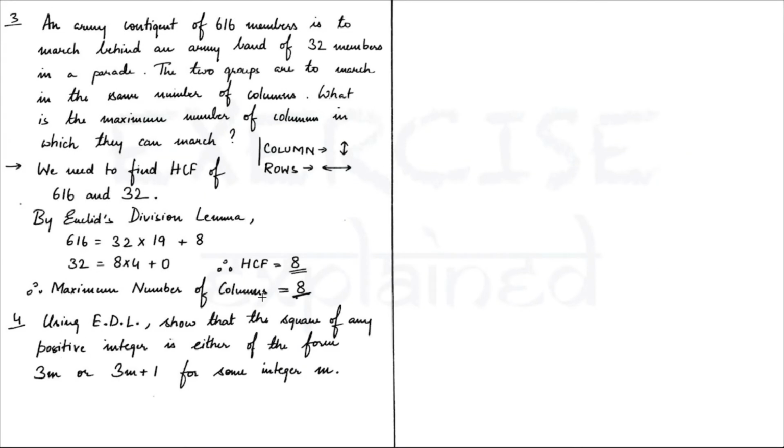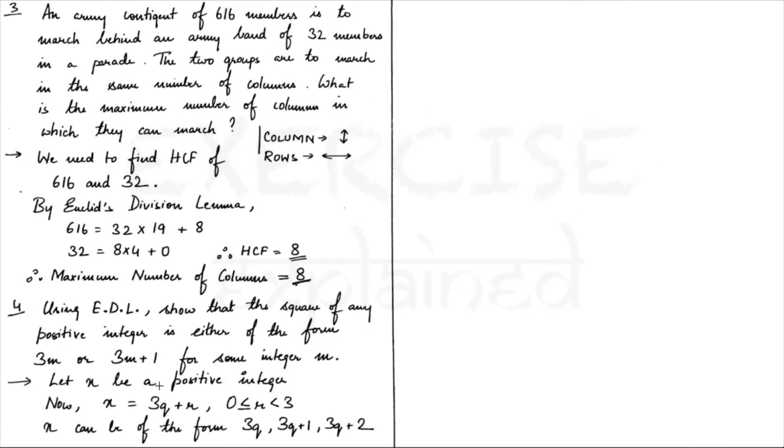Let's get into the next question, that is using EDL. Show that the square of any positive integer is either of the form 3m or 3m plus 1 for some integer m. Now remember we need to find the square of any integer. Now what we would do is let x be a positive integer. So x will be equal to 3q plus r. This is by EDL, that is dividend is equal to divisor into quotient plus remainder, where the remainder has a maximum limit of 3. You can see here.